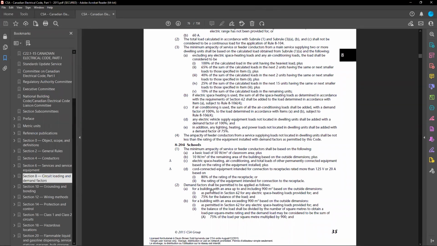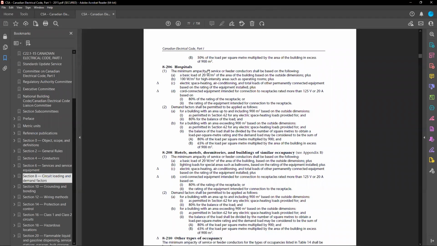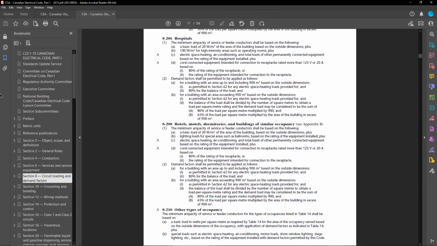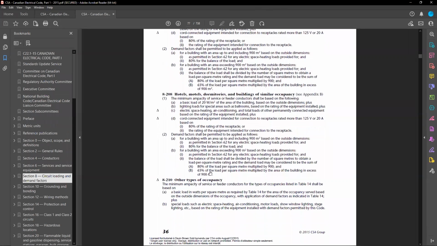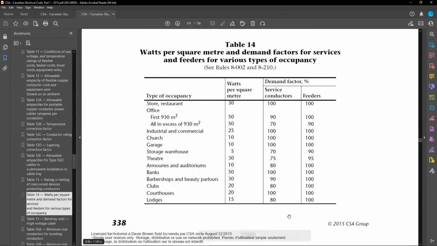Schools are also separated, with standard rules for how to calculate load. Hospitals, hotels, motels, and dormitories are separated. The last one is other types of occupancy. You see, other types of occupancy is a small rule, but all other buildings which we didn't describe above come from this rule, which refers to Table 14. This table is important.